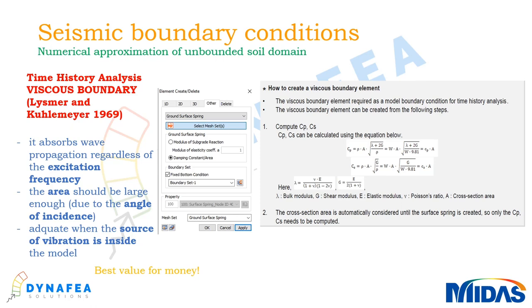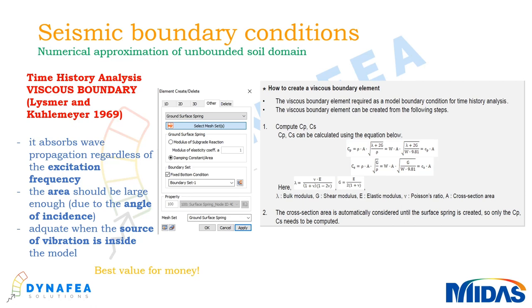So, another thing, the area should be large enough due to the angle of incidence, because unfortunately the quite big disadvantage of this boundary condition, the viscous boundary condition, is that the wave coming to the boundary should be close to 90 degrees. So this is quite problematic. So it means, in another way, we can say that the area must be large enough, but of course not too large, as we can imagine.